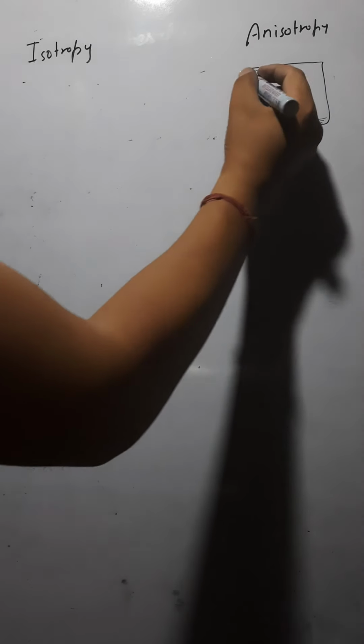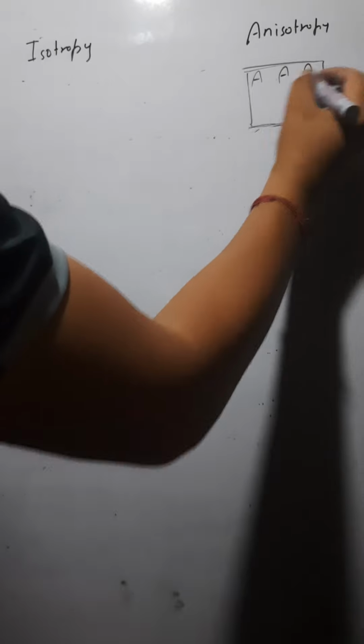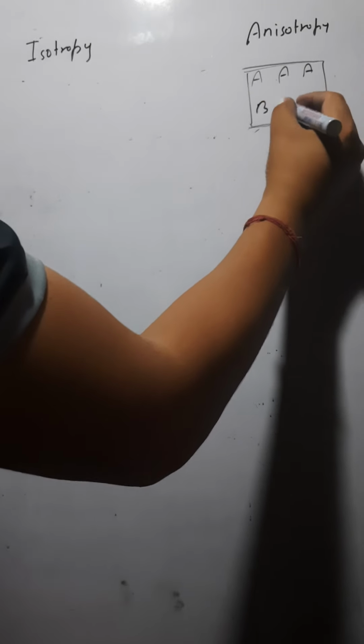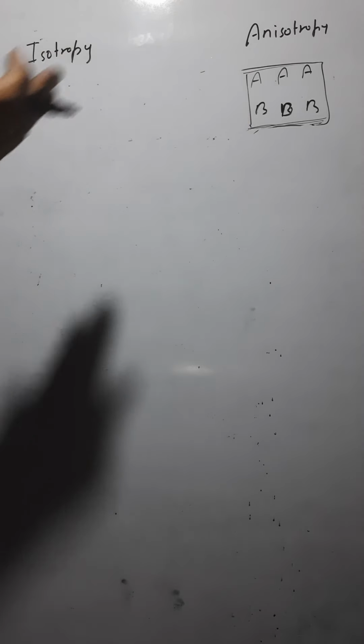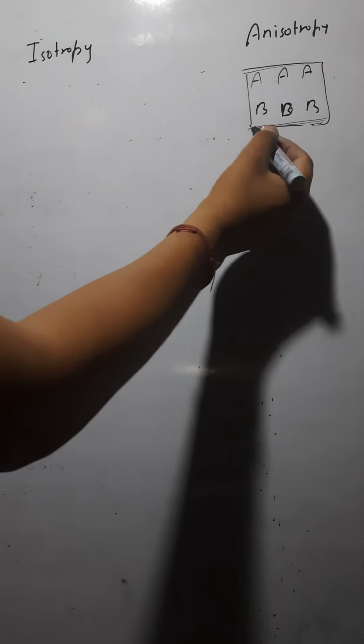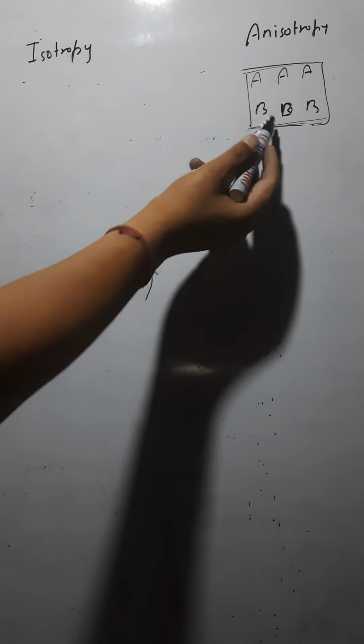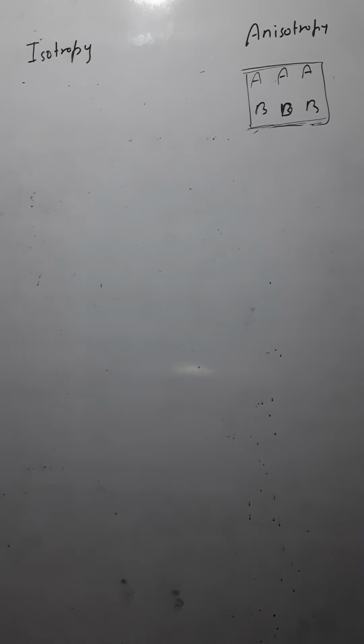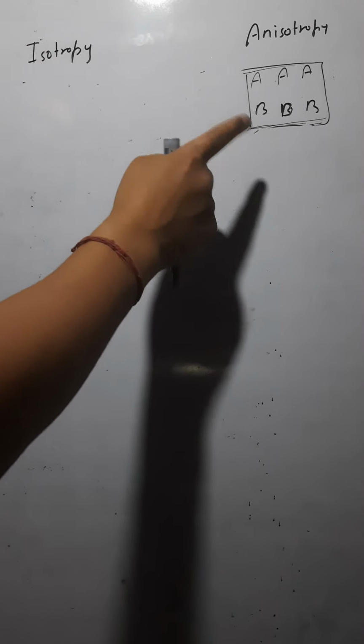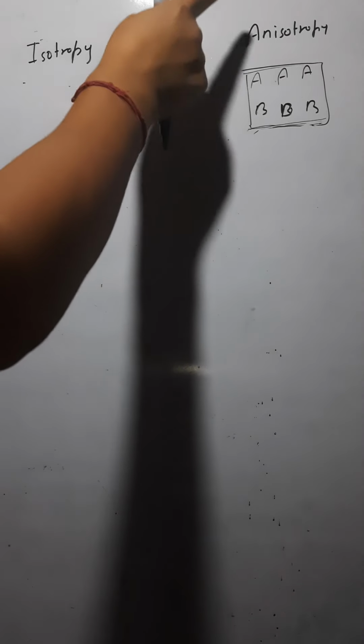For example, the crystalline solids. If you see the arrangement of the particles in crystalline solids, a definite arrangement is there, isn't it? Yes. But if you are measuring the property from one direction and another direction, you would be getting different results. Getting it or not? So you would be calling crystalline solids anisotropic in nature.